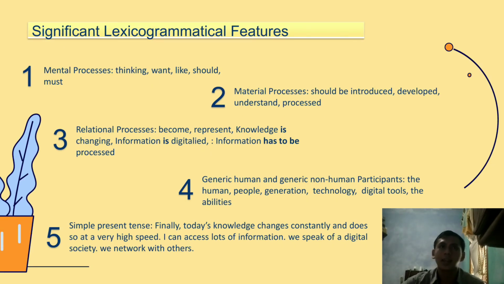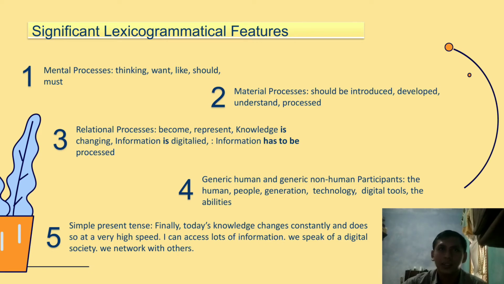The next is significant lexicogrammatical features. First, in the text, they use mental processes, like thinking, want, like, and should, and must. The next is, in the text, they use material process step.